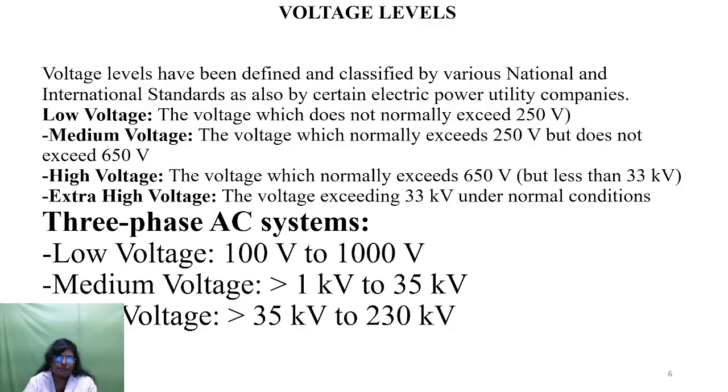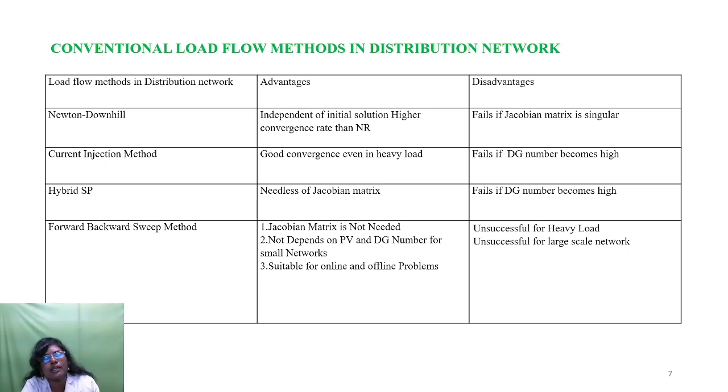So what are the conventional methods available on the distribution side? Previously we saw the conventional methods available on the transmission side: Gauss-Seidel, Newton-Raphson, and fast decoupled load flow method. On the distribution side, there are 4 conventional methods available in the electric power system: Newton downhill, current injection method, hybrid superposition method, and forward backward sweep method. The forward backward sweep method is the most widely used method for the distribution side.